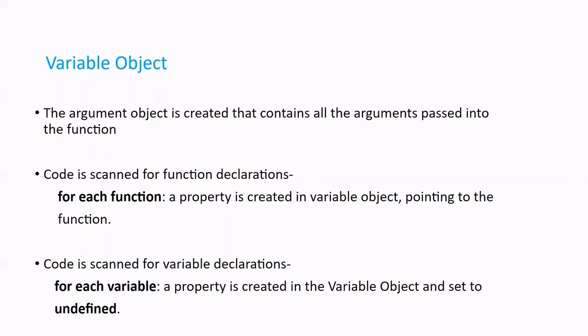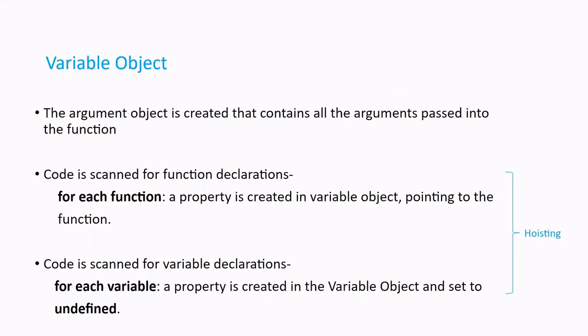Then again, the code is scanned for the declaration of the variables. So a property is created in the variable object and set to undefined. Both these steps, the last two steps, are called hoisting in JavaScript. Now the next is the execution phase. In this phase, the value is assigned to the variable and the code executes.